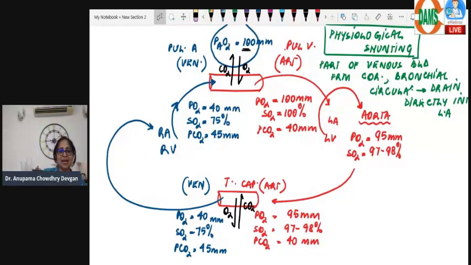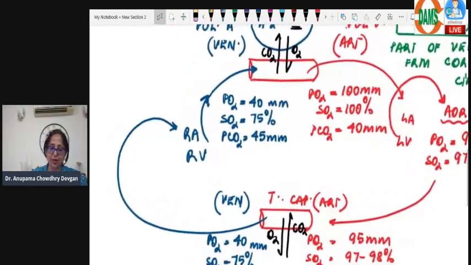So on the venous side of the tissue capillary, PO2 is reduced to 40, saturation reduced to 75, PCO2 increases to 45. This now goes towards the right side of the heart, pulmonary circulation, left side, physiological shunting, tissue capillaries, and so on. This is your respiratory exchange. Two important questions. Let's see the first one.